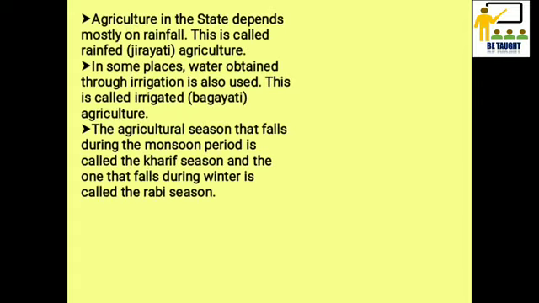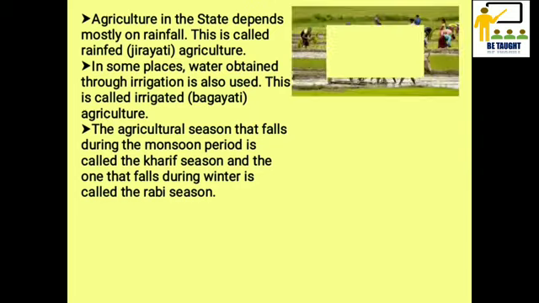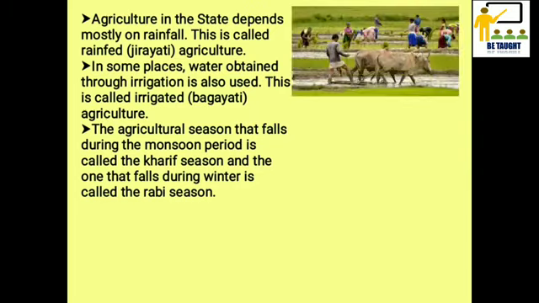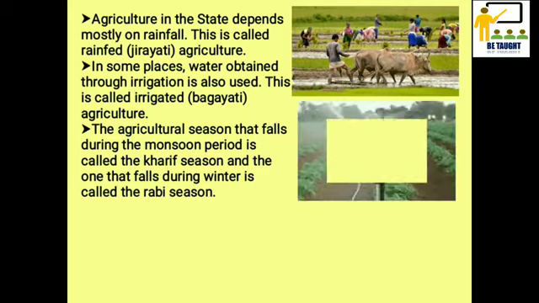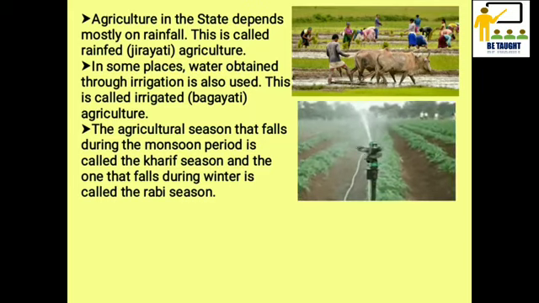Agriculture is the main occupation in Maharashtra. Agriculture in the state depends mostly on rainfall. This is called rain-fed or Jirayati agriculture. In some places, water obtained through irrigation is also used. This is called irrigated or Bhagayati agriculture.